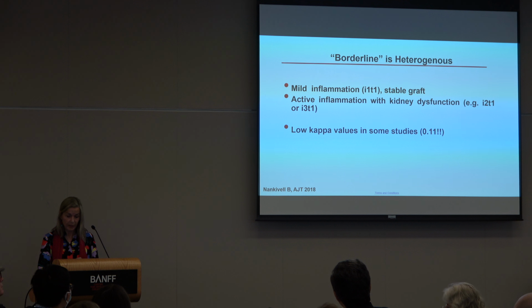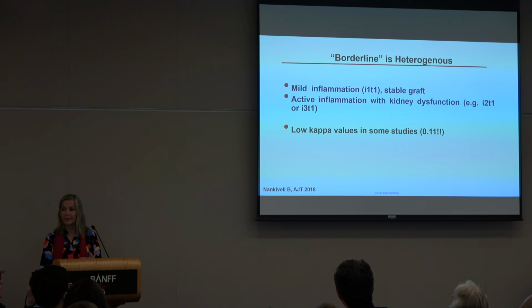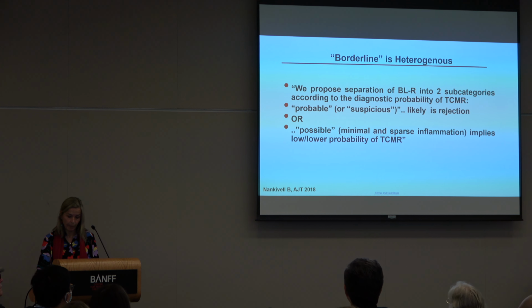Let's look at more data from Dr. Nankerville. This was mild inflammation, borderline. Active inflammation with kidney dysfunction was found in some. And looking at the comparison, we heard already about the sheets of scoring for Banff and the errors. Jay told us that it's impossible not to make errors. So if you look at every number and it has to be exactly the same, then you get a very cruel, harsh kappa value of 0.11. If you look at broader, clinically important categories, the kappa is much better.